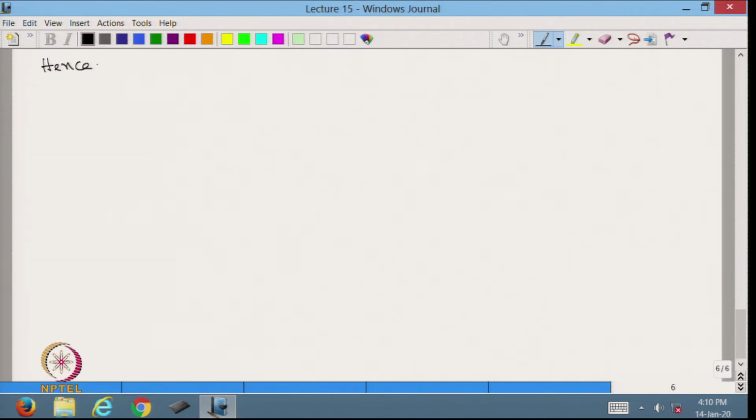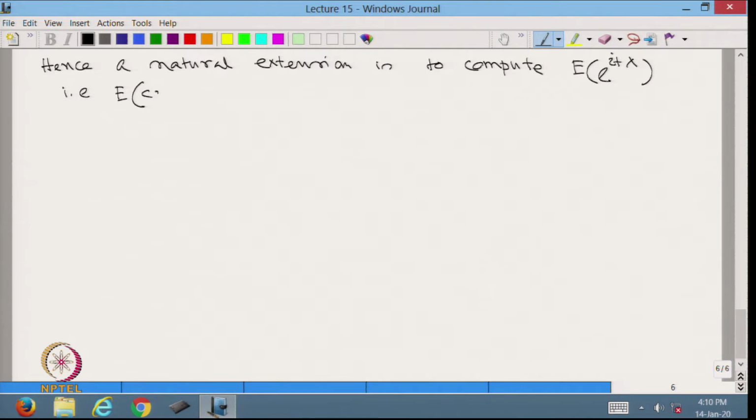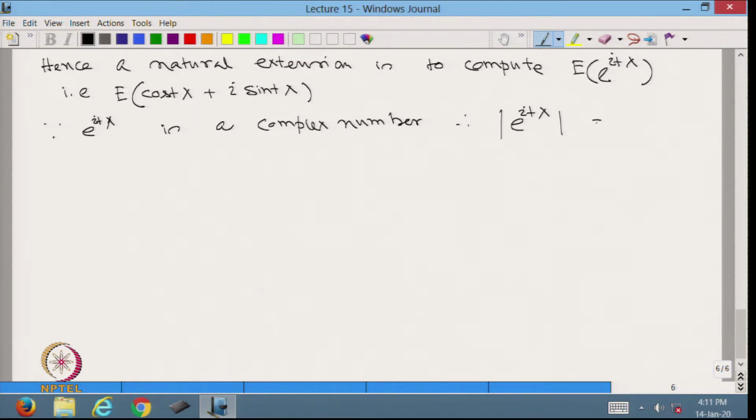Hence, a natural extension is to compute expected value of e to the power i t x, that is expected value of cos t x plus i sin t x. Since e to the power i t x is a complex number, therefore, modulus of e to the power i t x is equal to 1.